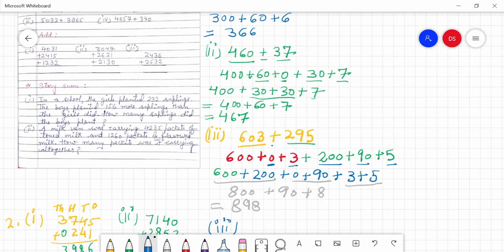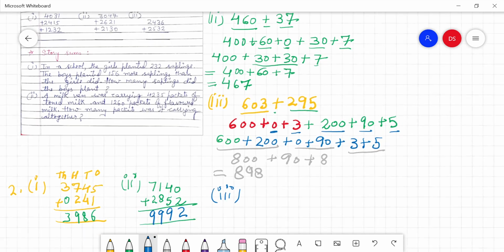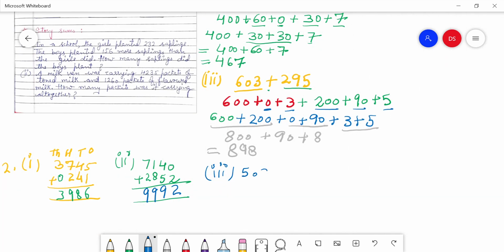Both numbers are of 4 digit. 5032. We have to add 3865 to it. We have arranged the numbers. Both numbers are of same digits, so there is no need to balance the numbers. This is 7, 9, 8, 8. The answer is 8897. One more part is left. Part 4.